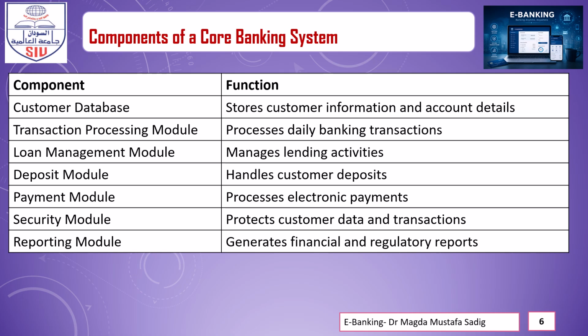Let us now examine the major components of a core banking system. The first component is the customer database. This database stores all customer information. It includes names, addresses, identification numbers, account details, contact information, and account balances. Whenever a customer visits a branch or logs into internet banking, the system retrieves information from this database.